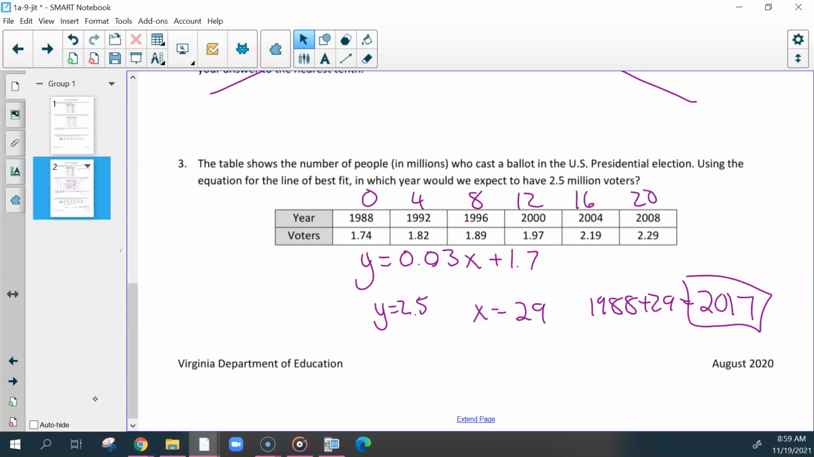Okay. Do we have any questions on those two? Or need to see how either were done?